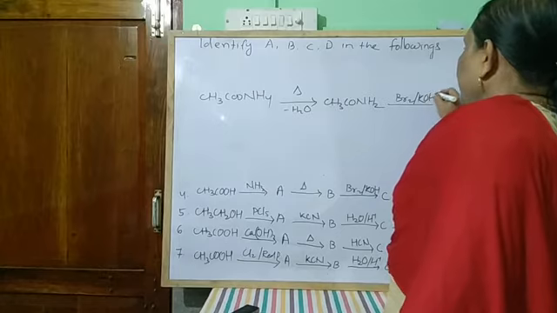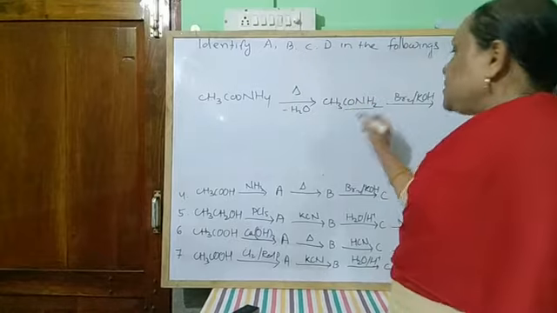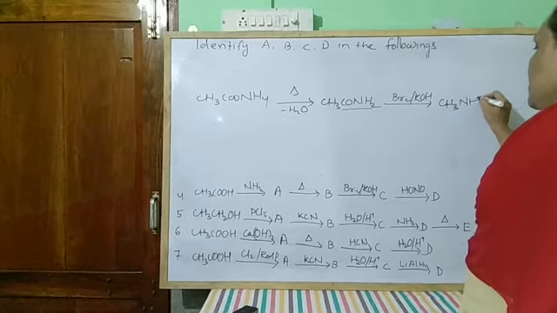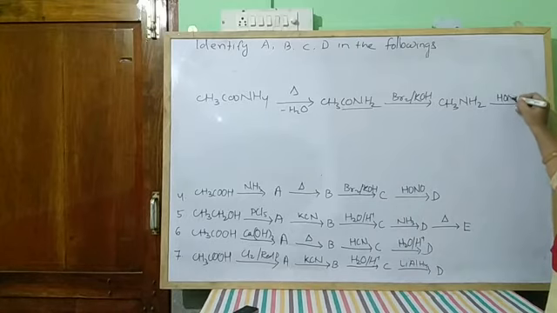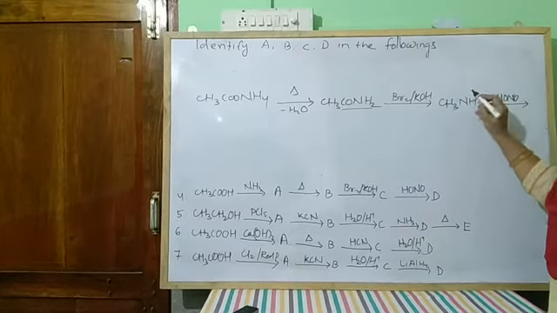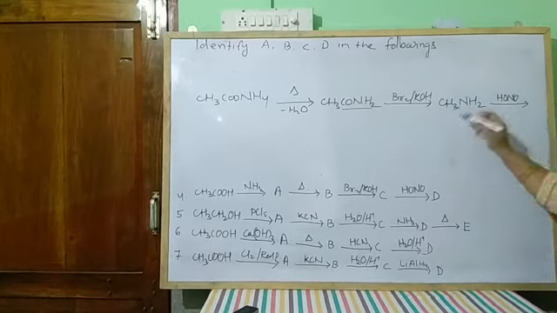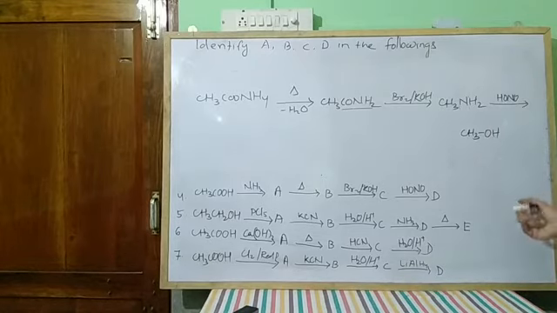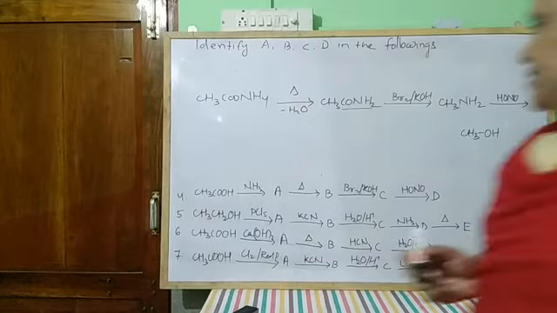And acetamide, when treated with bromine and KOH, undergoes the Hofmann degradation reaction, and the amide group is converted to an NH2 group. So it gives you methylamine. And methylamine when treated with nitrous acid, as you already know, bond breaking takes place here, and in this way it gives you methyl alcohol. Some amount of dimethyl ether is also formed. Alcohol as well as some amount of ether is formed in this reaction.